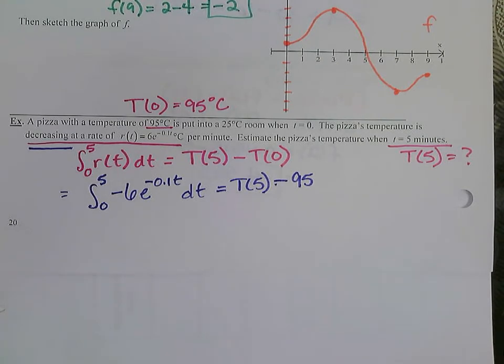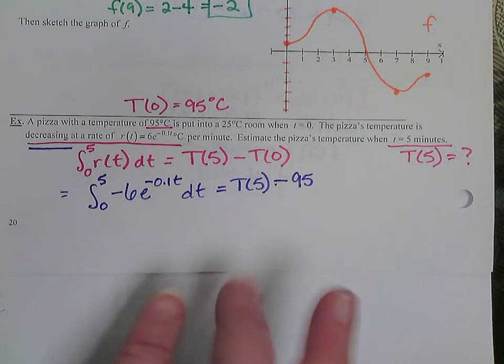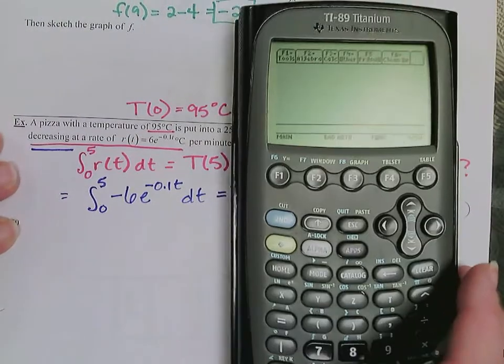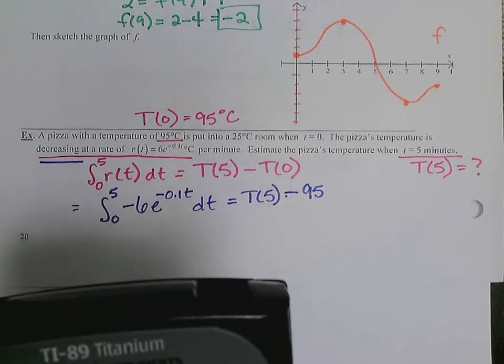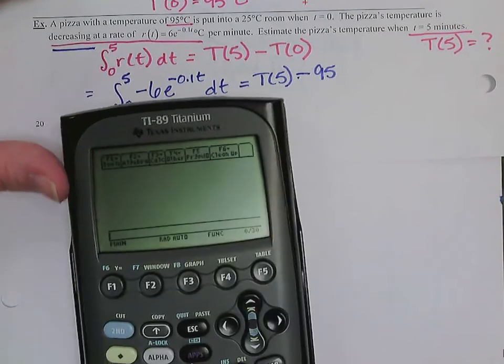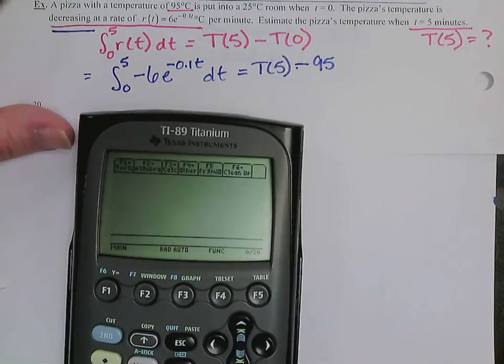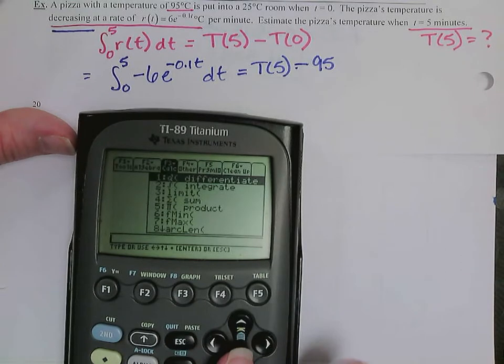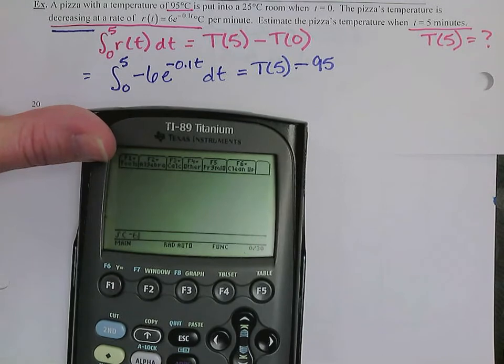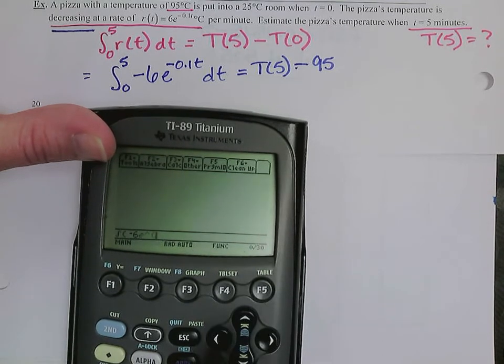We're going to use the calculator anyways, because we don't know what the antiderivative of e is. Okay. We don't know what the antiderivative of e is yet. We'll get there. We don't know how to do exponentials yet. Okay, so we are going to integrate negative 6 e to the negative 0.1 t.